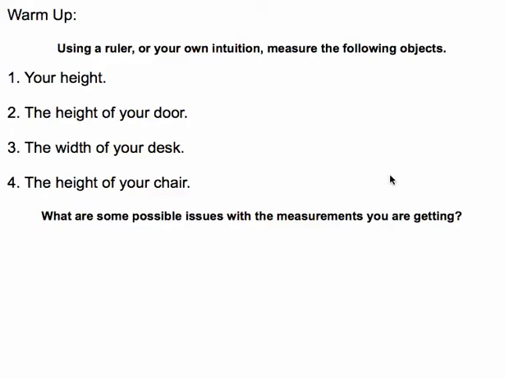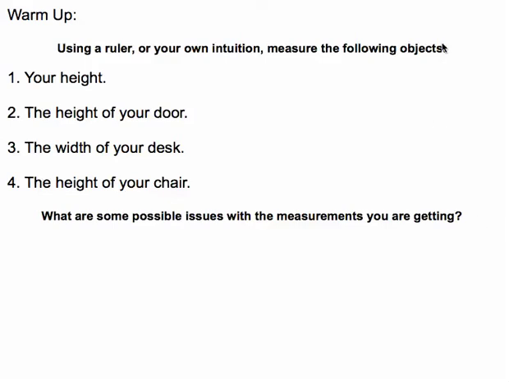Now that you have measured your height, the height of any door of the room you're in, the width of the desk you're at, and the height of your chair, I want you to consider the question: what are some possible issues with the measurements you are getting? And what you should come up with is that there is always a chance that whatever measurement you took, no matter how careful you were, the possibility of human error is there. So even if you use the ruler, you might have made a small reading error and created a wrong measurement based on that.